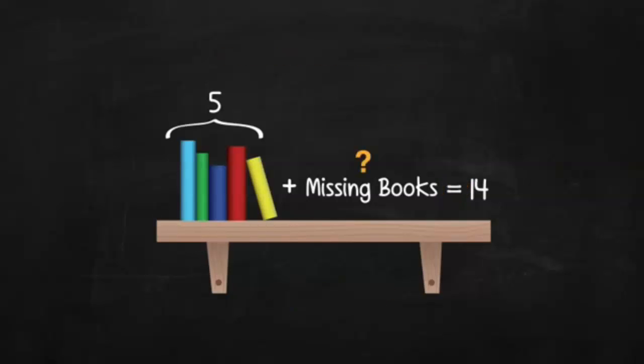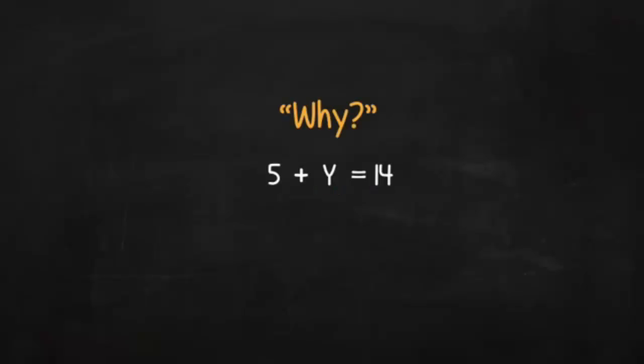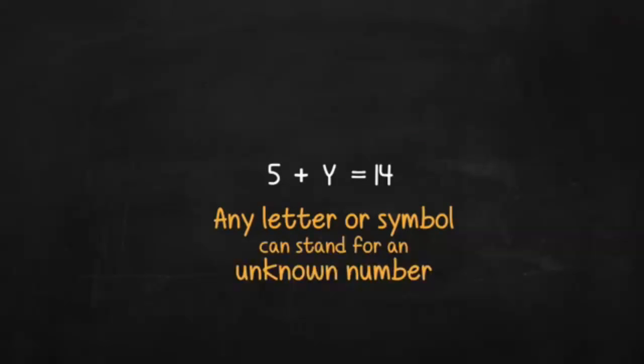But what does this mean, missing algebra books? Well, that is a mysterious number that is unknown. When you have an unknown number, you can use a letter or a symbol to represent it in an equation. This is known as a variable. Let's use the letter X. Y? Okay, let's use the letter Y. 5 plus Y equals 14. Oh, you meant Y, not Y. Well, you can also use Y or any other letter or symbol to stand for an unknown number. It makes our mathematical sentence easier to work with.